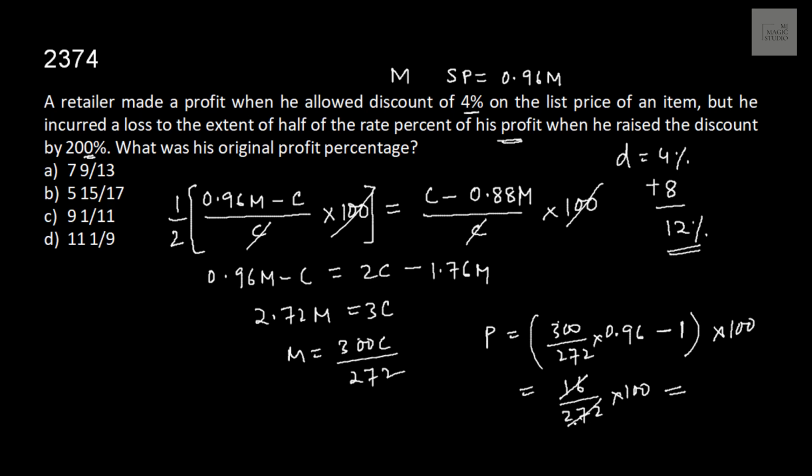16, how many times will it go? 17 times. 100 by 17, that is 5 and 15 by 17%, the profit percentage. 5 and 15 by 17 features in option B. Option B is the answer.